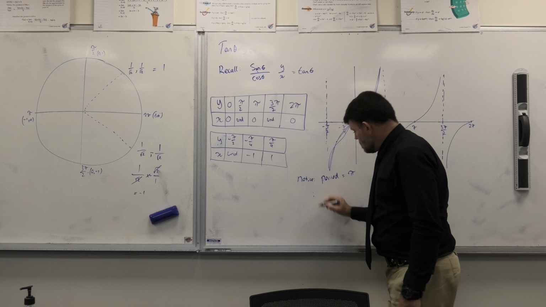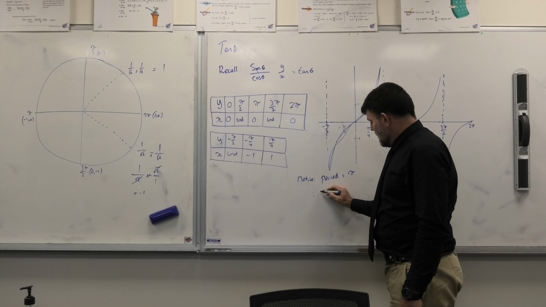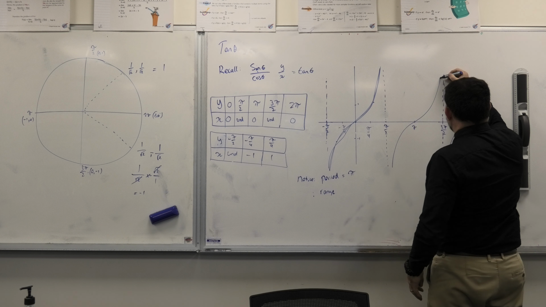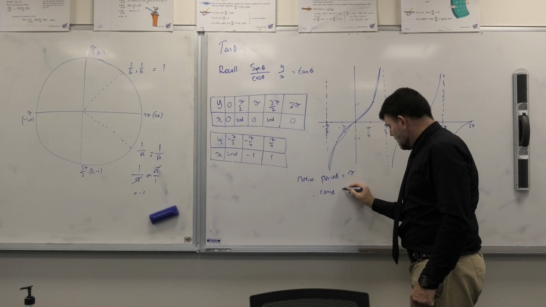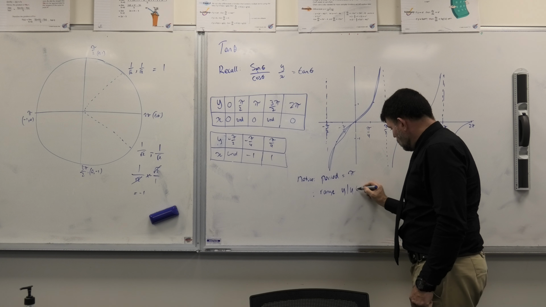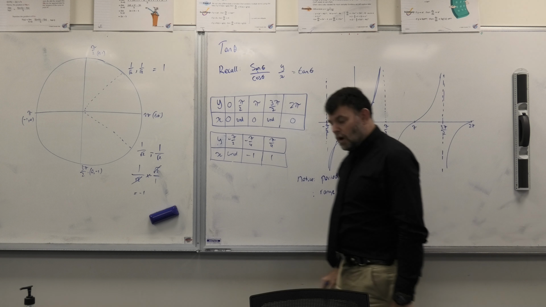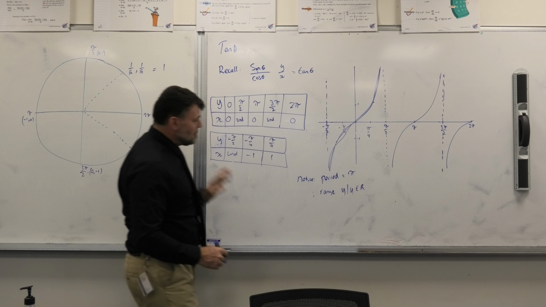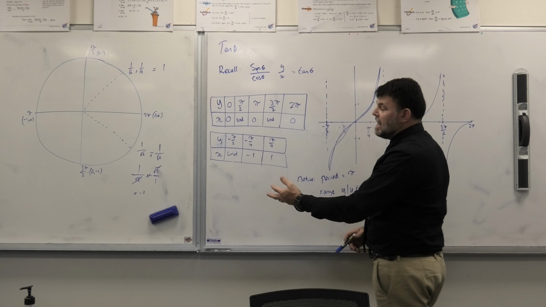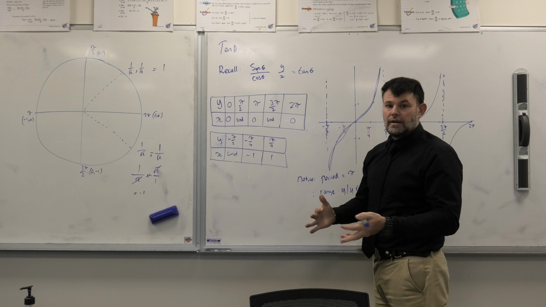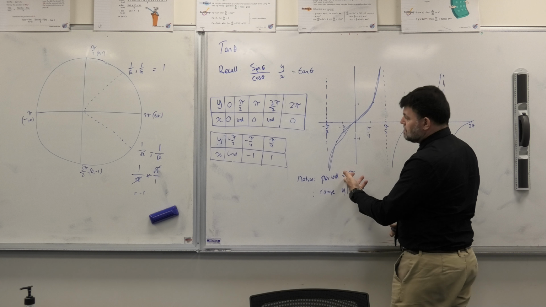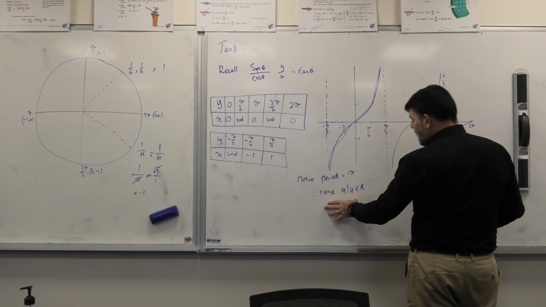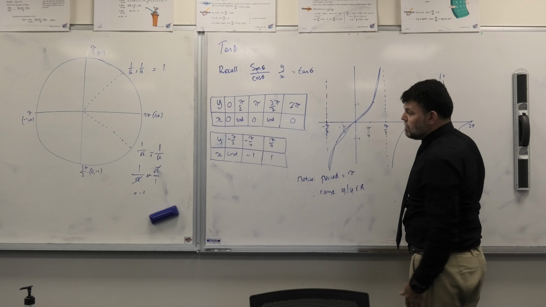We also notice, what about the range? Does it stop? No, it continues. So the range for all y values are all real numbers. So we can say here that we've now noticed the difference between tan and cosine and sine is, well, tan has a period of pi now. It repeats every pi. It has a range where y can be any real number.